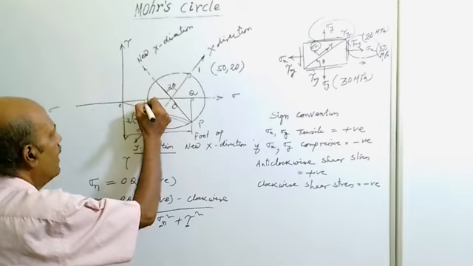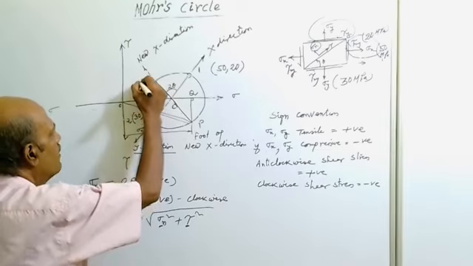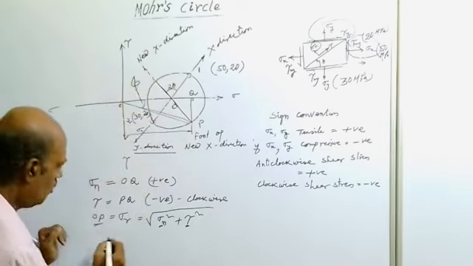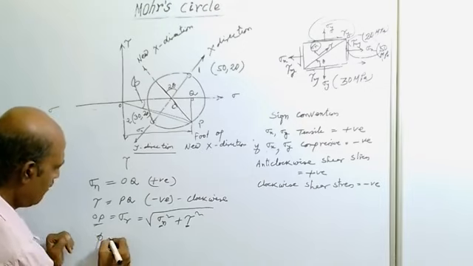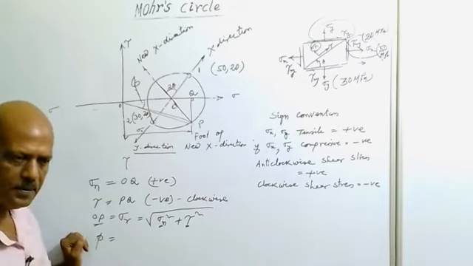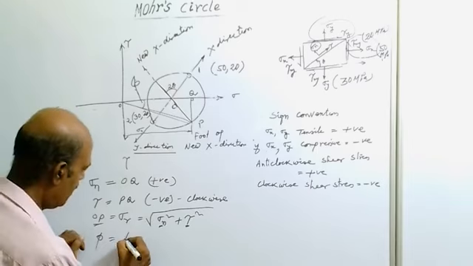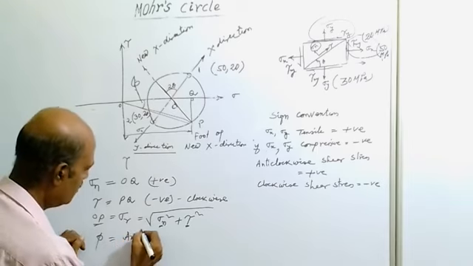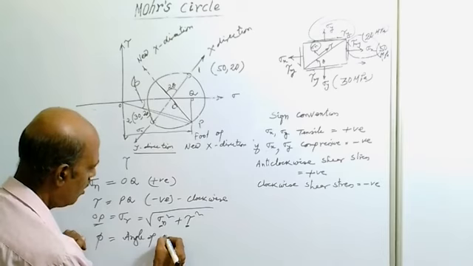Measure this angle. Let this angle become phi. So what is phi? By measuring, this angle is called angle of obliquity. Angle of obliquity.